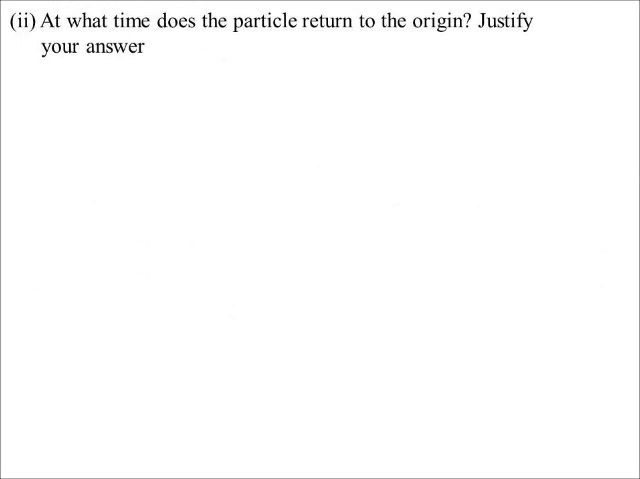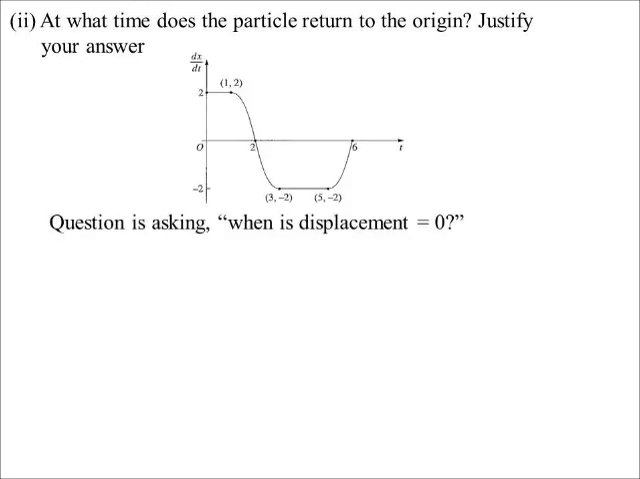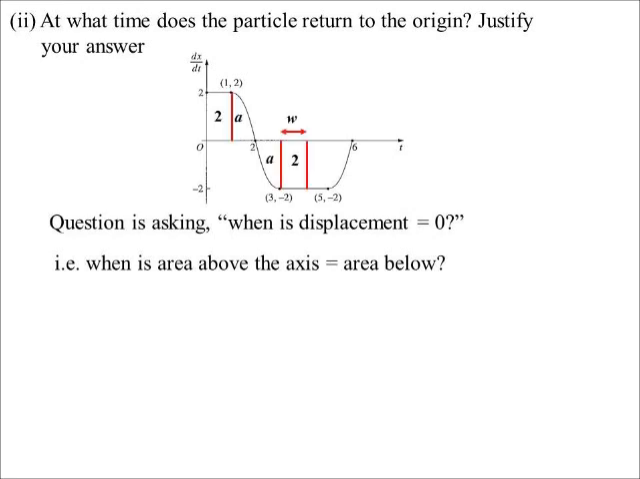At what time does the particle return to the origin? Okay, return to the origin. When is displacement equal to 0? So when is the area above equal to the area below? Again, we've got an odd-looking shape here between 1 and 3, but it certainly looks symmetric. So I'm going to assume those areas are the same. I really can't do anything else.